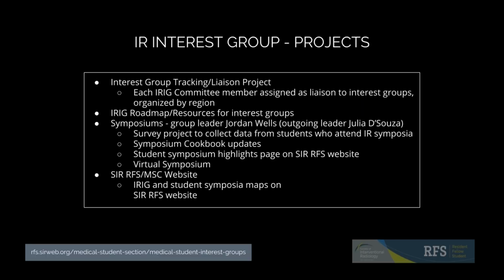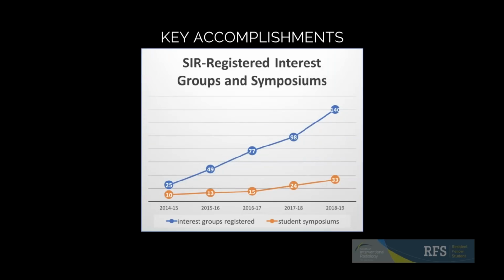Symposium-wise, this number has, previous slide, please. Symposium-wise, this number has also been increasing. As you can see, in 2014 to 15 academic year, it was 10 student-organized symposiums, and now this past academic year, we're up to 33. Next slide, please.